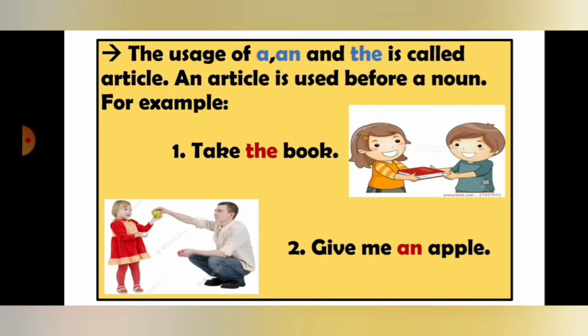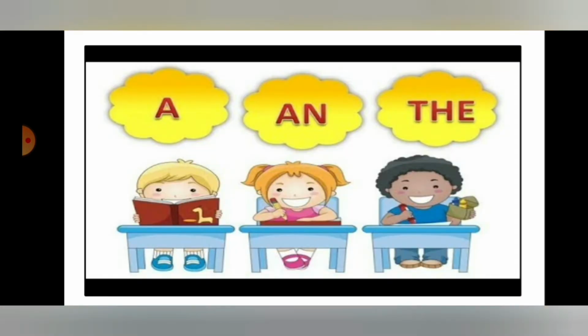In the picture you can see that a girl is giving a book to a boy. The book is a noun, and before that book we have the. So, take the book. Here the is an article. In the second picture, the example is: give me an apple. So here an is another article. These three words, a, an, and the, are called articles together.